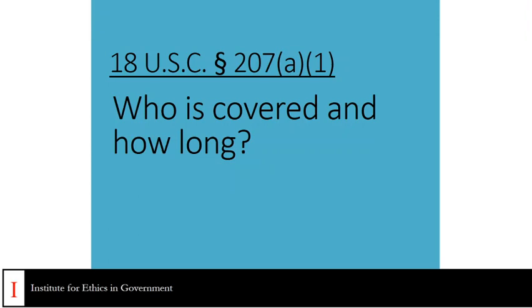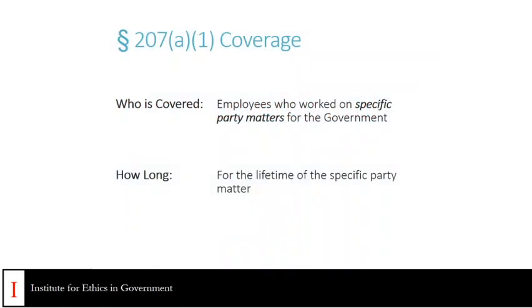So who is covered and for how long? 207(a)(1) applies to employees who worked on specific party matters. So any employee who during their government service participated personally and substantially in these matters we call specific party matters, which are things like contracts or grants or licenses or approvals or litigation. Anyone who's participated in those types of matters will have an (a)(1) restriction with respect to those matters.